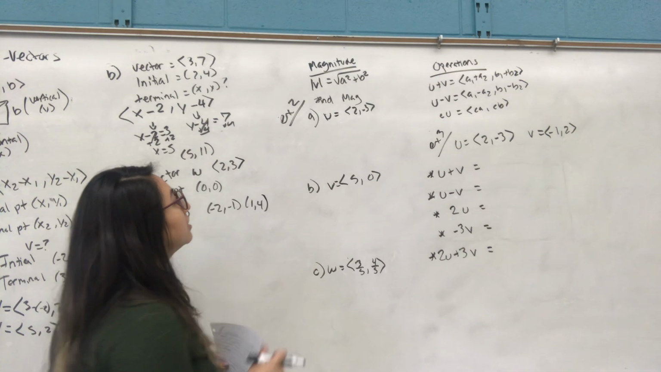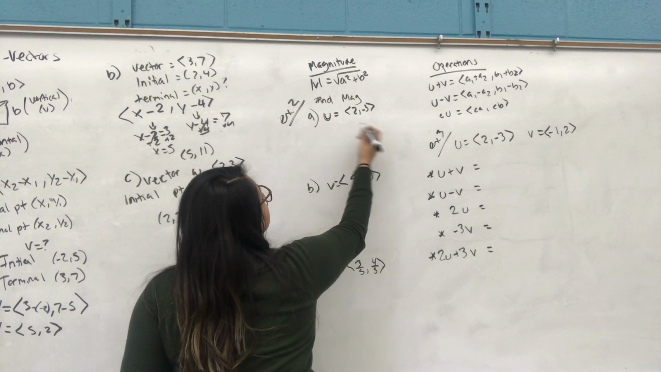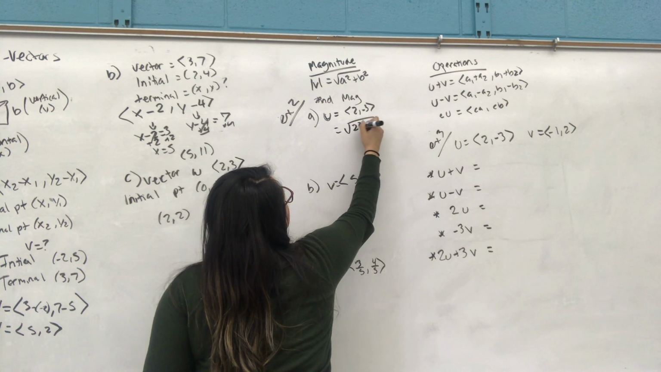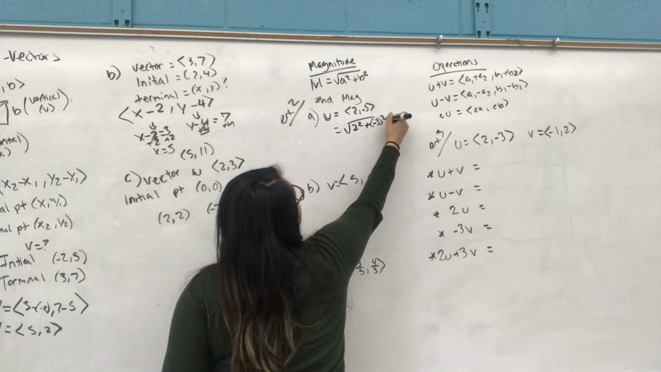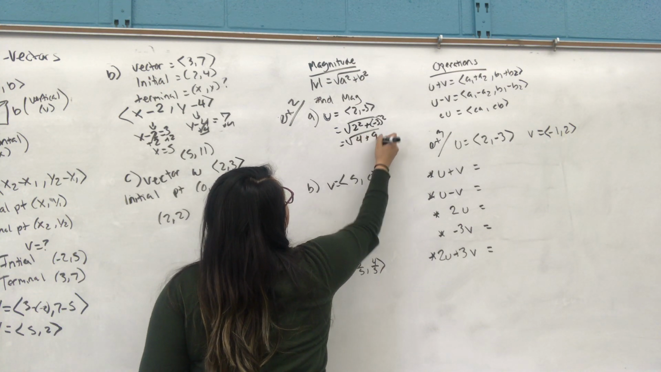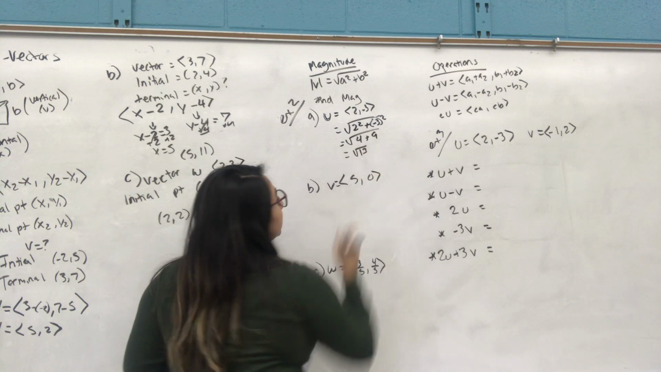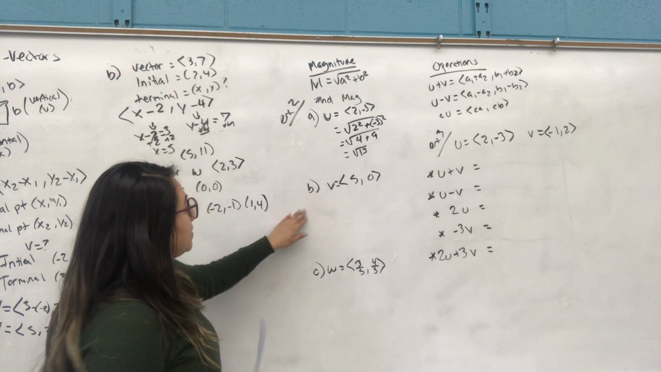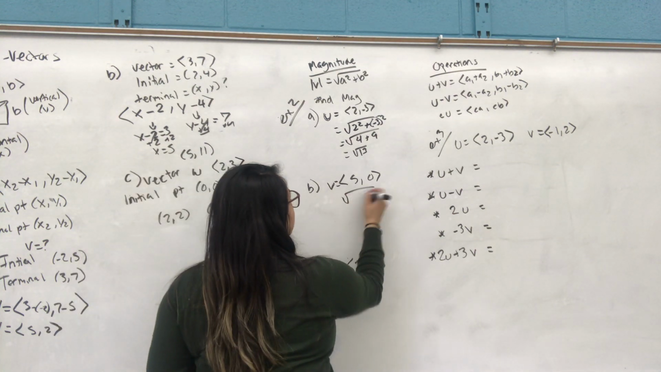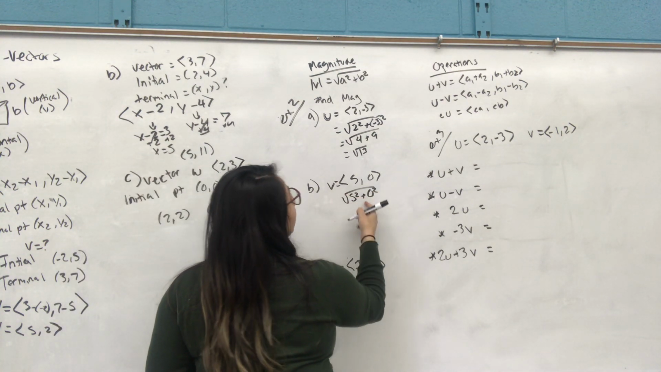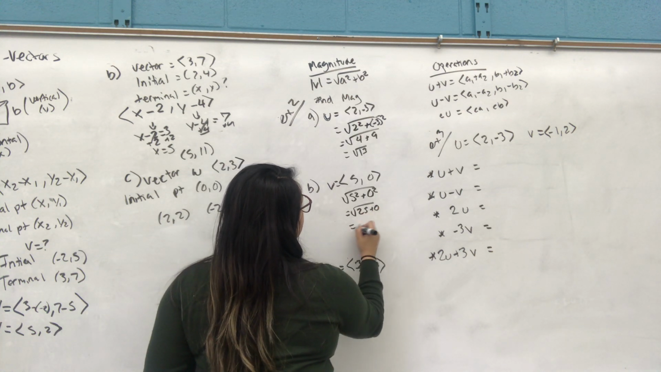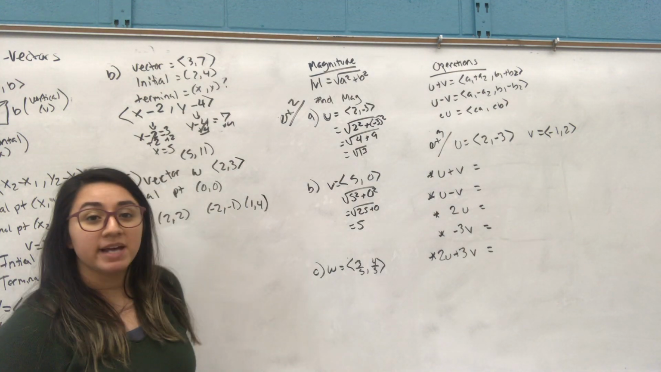Here, find the magnitude of vector u. So what we do is we have 2 and -3. All we're doing is squaring the first one, squaring the second one. 2 squared is 4, -3 squared is 9. This gives us radical 13. Leave it like that. B, vector v is equal to 5, 0. Square the first one, square the second one. You're always adding. You get 25 plus 0. You end up with whole number 5 as your magnitude.